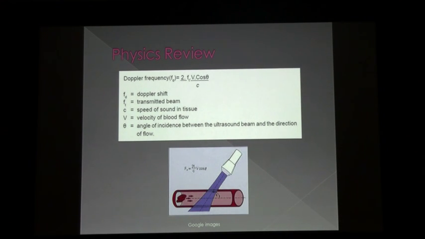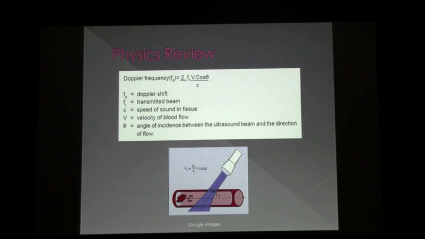The Doppler equation. The Doppler equation actually helps us determine the velocity of the blood flowing. The 2 at the beginning of the equation is there because the sound beam goes out from the transducer and has to come back to it. And then the chart below: the transmitted frequency multiplied by the velocity of blood flow, and then the cosine theta, all divided by the speed of sound in tissue.